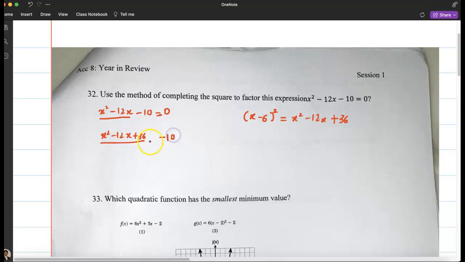There's a minus 10 there, but I can't take 36. So I have to obviously subtract it, balance it out. I can't change the sum which is given. So this is a perfect square. This is nothing but x minus 6 squared.